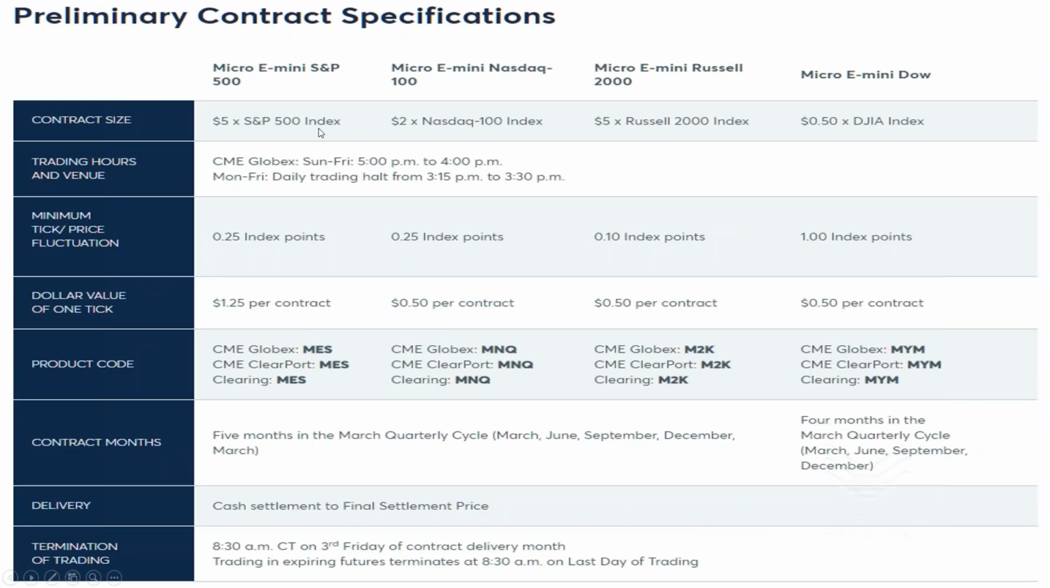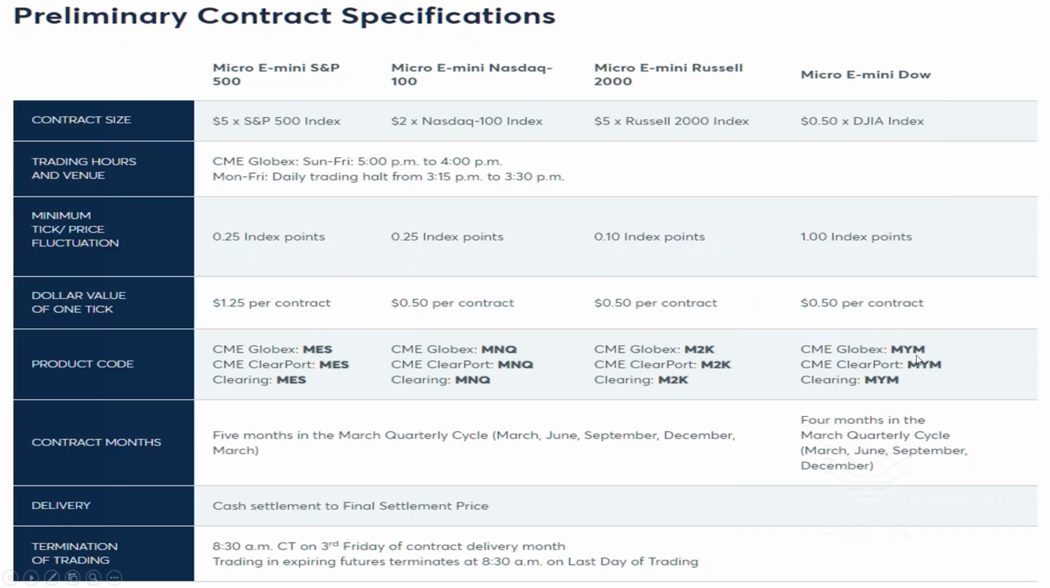Here's what they are. It's $5 per index point, or $1.25 per tick for the Micro ES. MES is the symbol. The NASDAQ, it's $2 per point, or 50 cents per contract per tick. MNQ. For the Russell, $5 per point, or 50 cents per contract per tick. Symbol M2K, and then 50 cents per point, because it's a $5 mini, and 1/10 of that is 50 cents, and it's 50 cents per contract per tick.